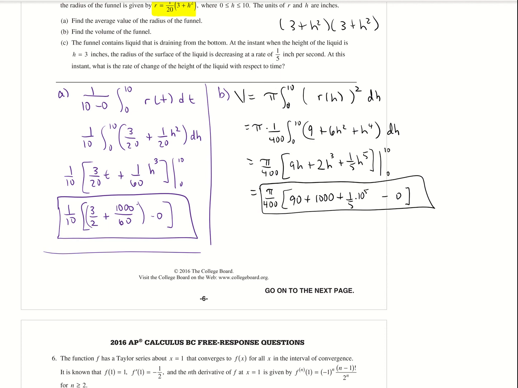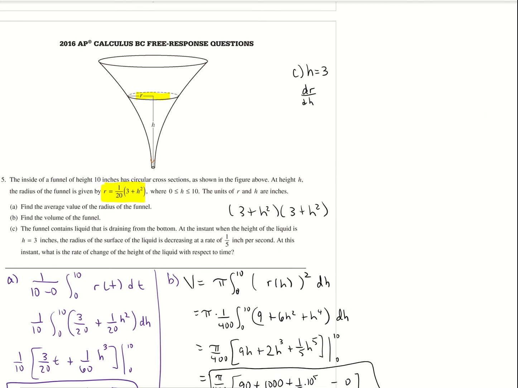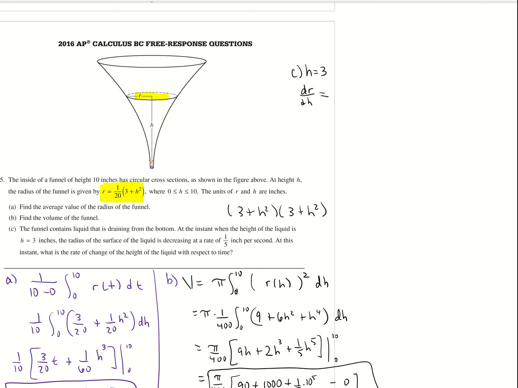Part C. The funnel contains liquid that's draining from the bottom. Now, as the liquid drains from the bottom, what basically is happening here is that this height is going to go down. So the height is changing. It's not always going to be staying the same height. At the instant when the height of the liquid is 3, the radius of the surface is decreasing. So dr over dh, remember h is my input variable here, at a rate of 1.5 inches per second. It's decreasing. So it is a negative rate. We do have to interpret that as a negative rate.